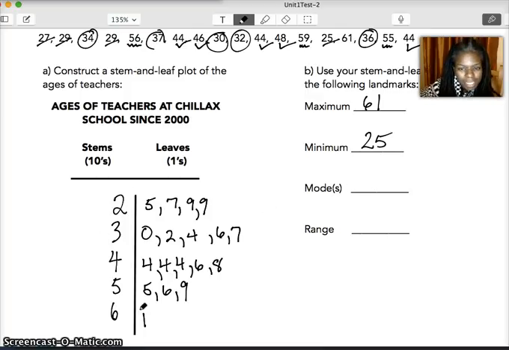My mode, as I look carefully, I see 4 appears a lot of times next to the 4 tens in terms of the stem, so that's going to be 44. And my range will be the difference between 61 and 25, which is 36.